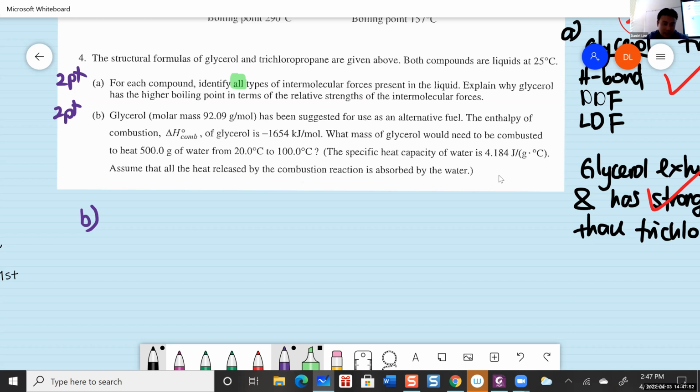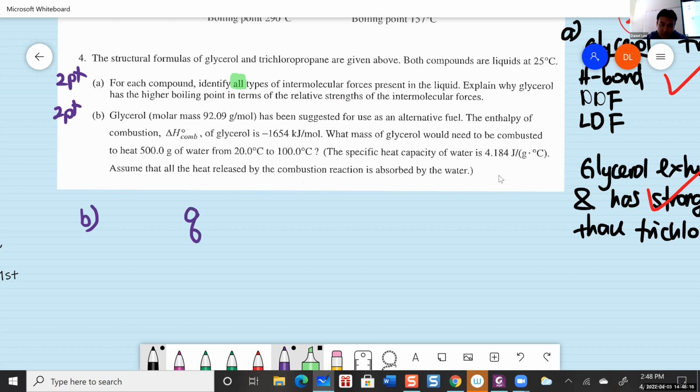So the question is enthalpy of combustion. That means if you burn glycerol is negative 1654.1 mass of glycerol will need to be burned to produce 5 grams of water to heat up 500 grams of water from this to this. Okay? So how do we do this? Okay? All right. So the answer is this.